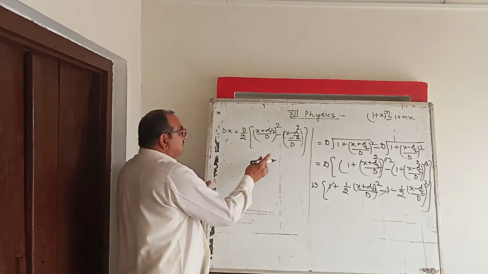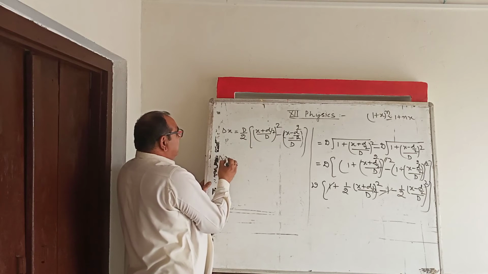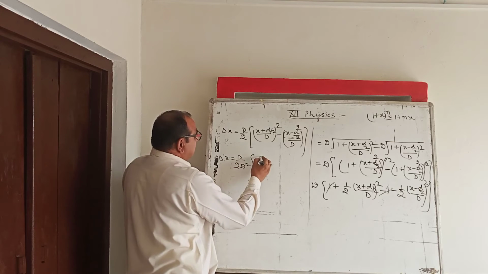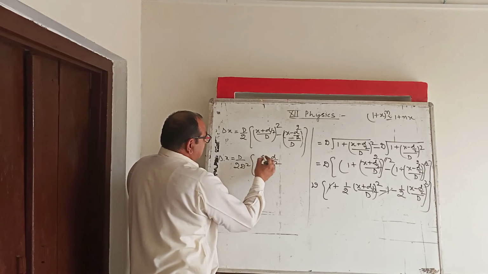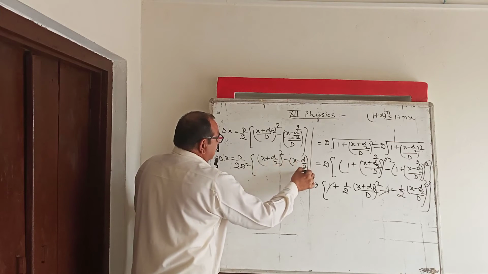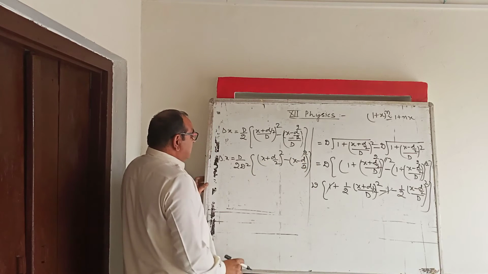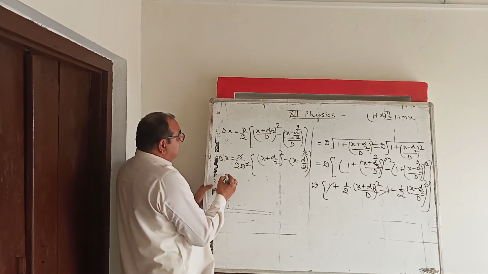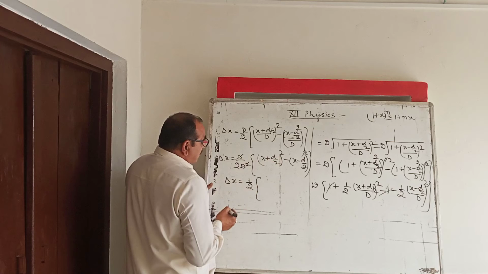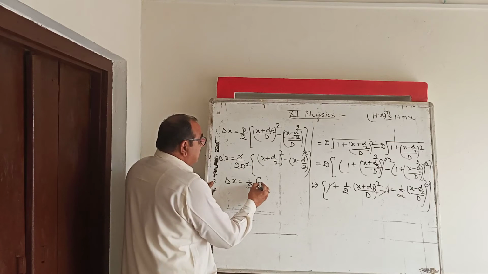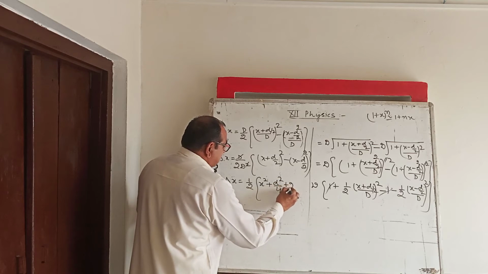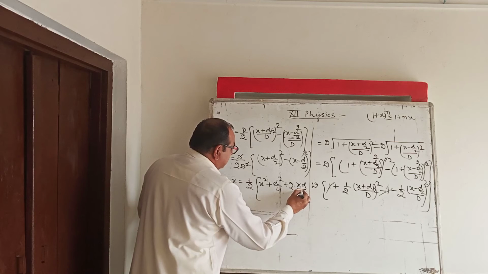Now, take d again common, delta x d by 2 upon 2d square, you will get (x plus d by 2) the whole square minus (x minus d by 2) the whole square. Now, d is cancelled by d, delta x equal to 1 by 2, solve the whole square, x square plus d square by 4 plus twice x d upon 2.